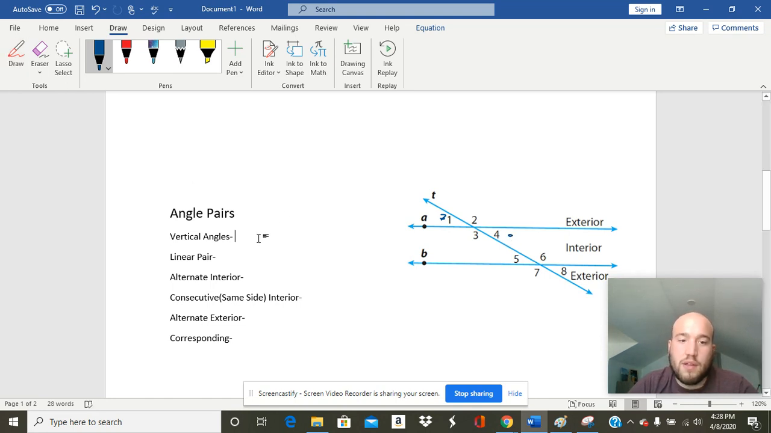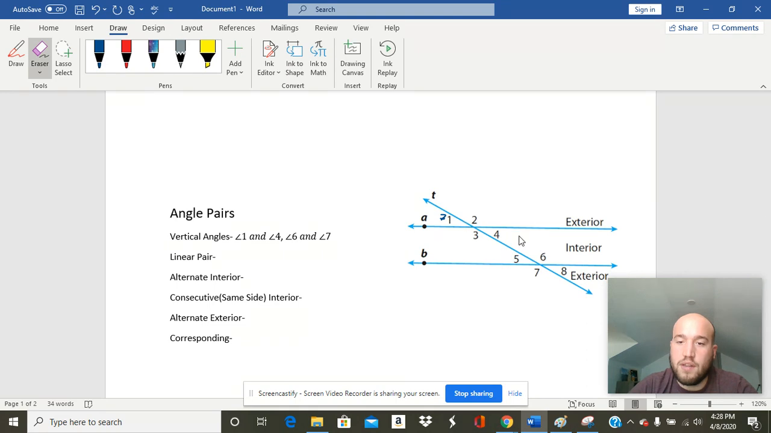If we do it, so angle 1 and angle 4, that'd be an example. Another example would be angle 6, and hopefully you can fill it in, angle 7. Okay. So obviously those aren't the only two. We could also have 2 and 3, 5 and 8, but those are some of them.